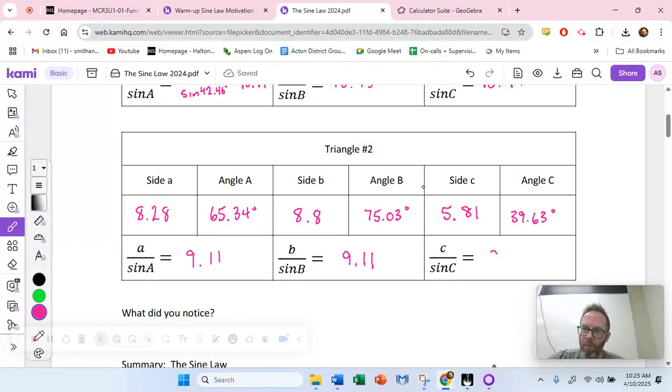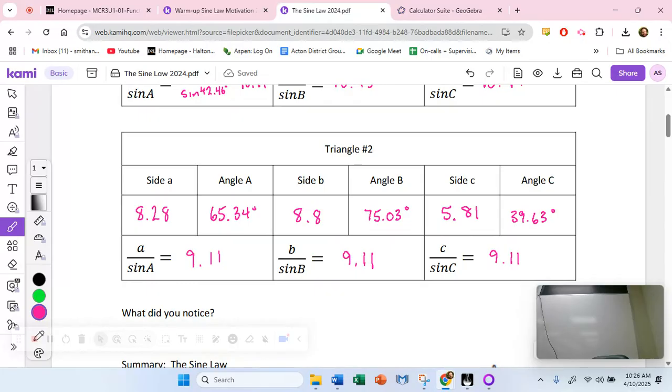Aha. Also 9.11. Hopefully what you guys noticed is that 10.44 was not a number inherent to triangles, but within each triangle, every triangle, this ratio of a side to the sine of its corresponding angle produces the same number no matter what the triangle looks like. Remember, I randomized that one, right? You guys convinced? This relationship is called the sine law.